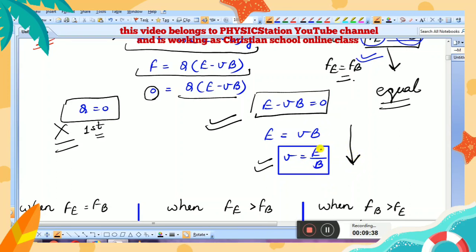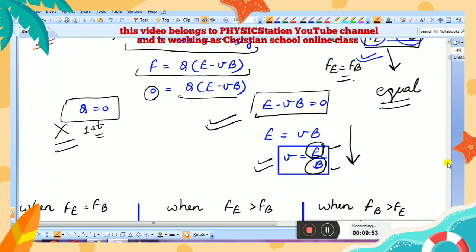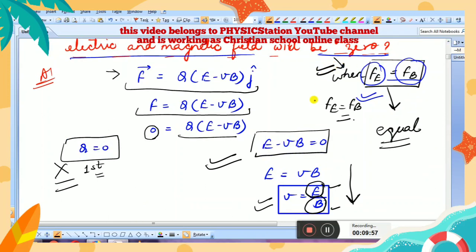That means when the velocity of the charged particle will be equal to the ratio of the magnitude of electric field to the magnetic field, in that case you can say that F_e will be equal to F_b, or you can say the net force on the charged particle will be equal to 0.